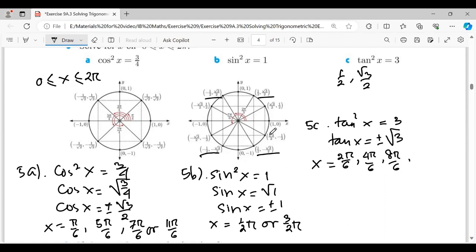This one, 10. Yeah. Or we may simplify, it becomes 1/3. So that is 2/3 pi, 4/3 pi, 5/3 pi. That is 5c. Okay.